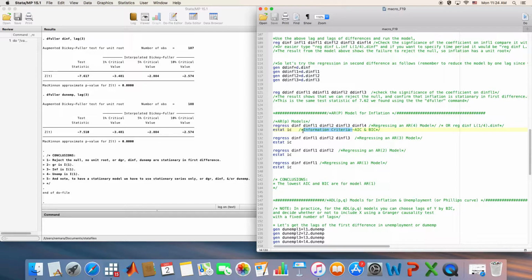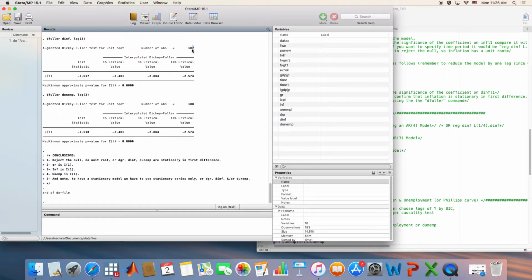In order to use information criteria, we basically estimate the model in different formats. We do AR4, AR3, AR2, AR1. In other words, we start from big to small. You can go up to AR5 or AR7, but I always prefer to start with an AR4 model, especially since I don't have a large number of observations. I have 187 in this model.